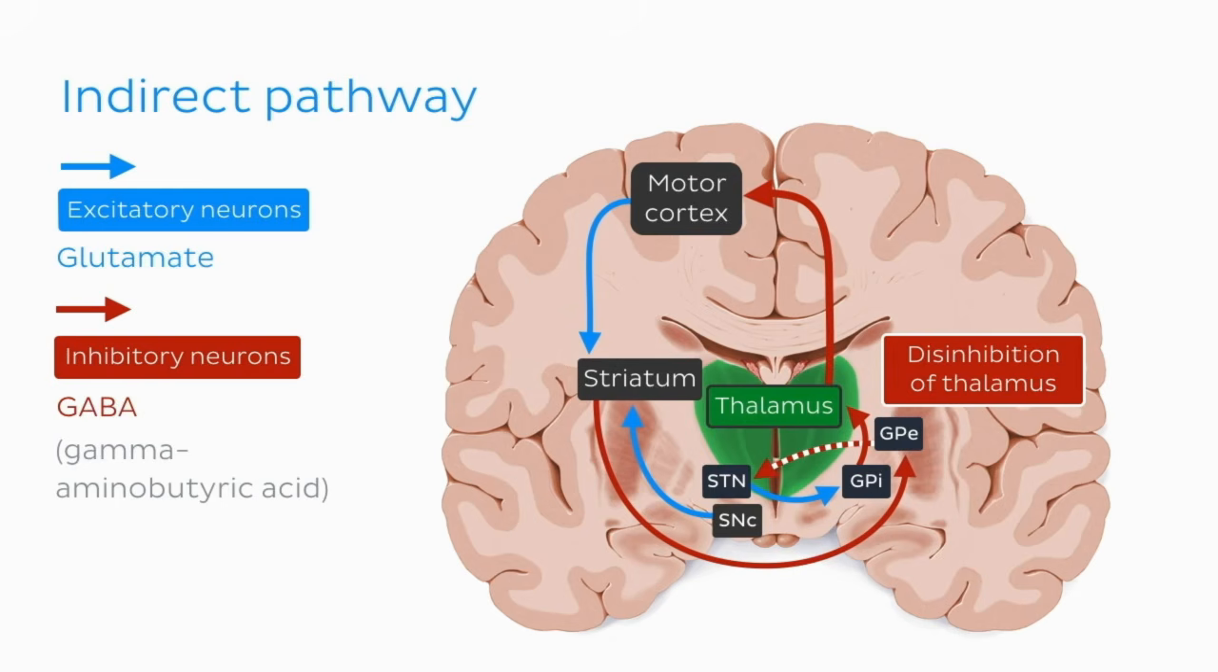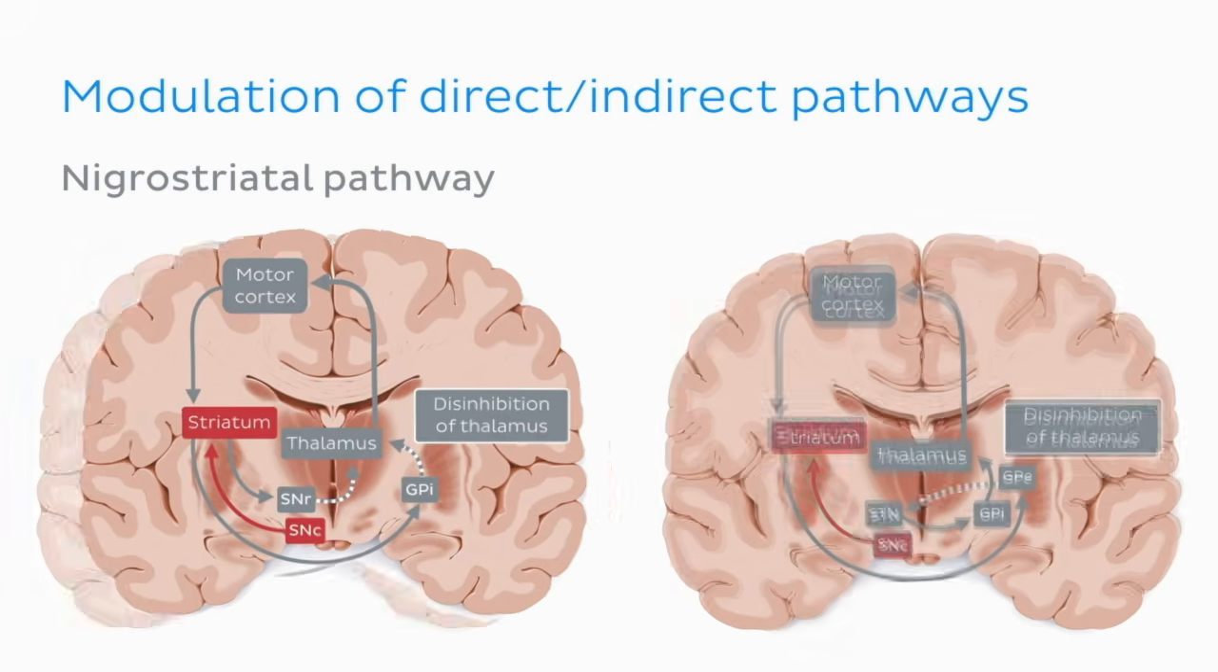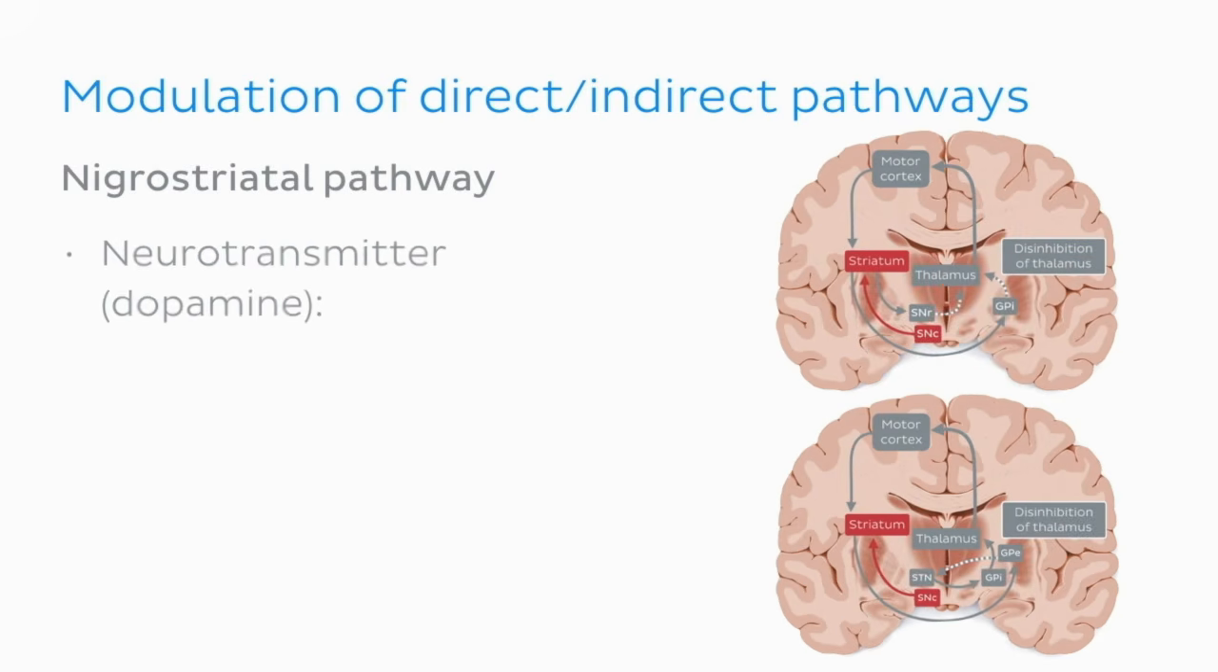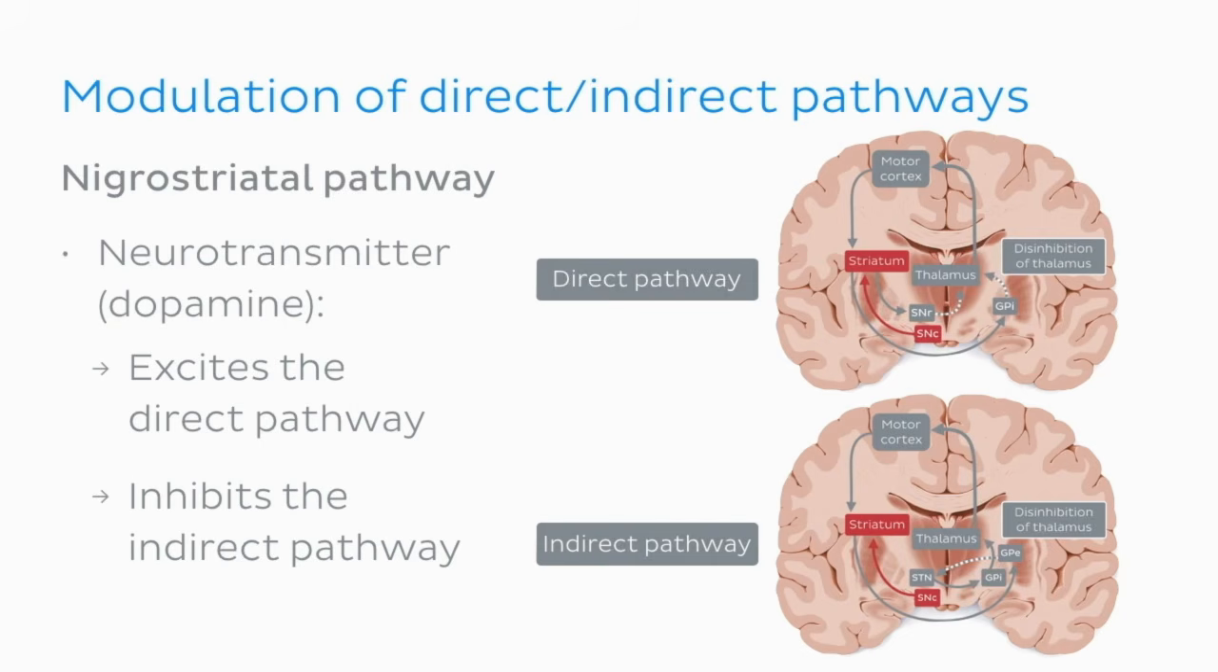I want to mention another pathway, known as the nigrostriatal pathway, which plays an important role in modulation of both the direct and indirect pathways of the motor loop. This pathway projects from the substantia nigra pars compacta to the striatum, and it utilises the neurotransmitter dopamine. It affects the motor loop in two ways. It excites the direct pathway, and it inhibits the indirect pathway.